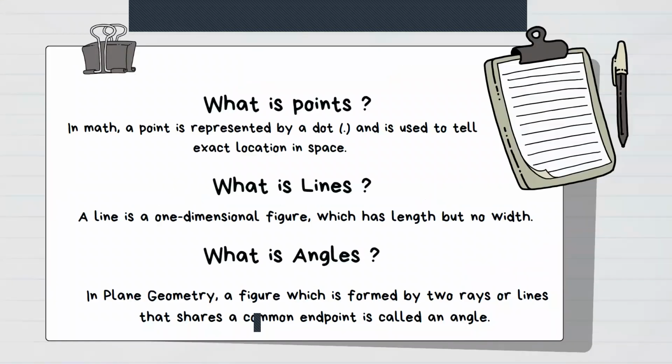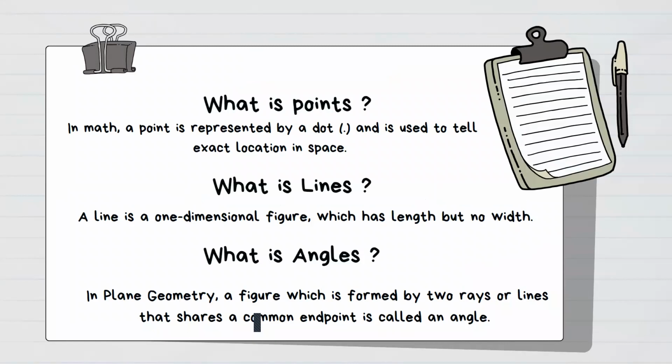What is a point? In math, a point is represented by a dot and used to tell an exact location in space. And now, what is a line? A line is a one-dimensional figure which has length but has no width. And now, what is an angle? In plane geometry, a figure which is formed by two rays or lines that share a common endpoint is called an angle.